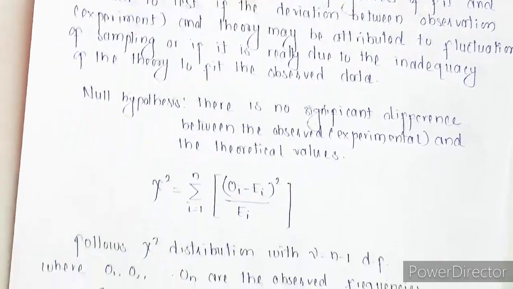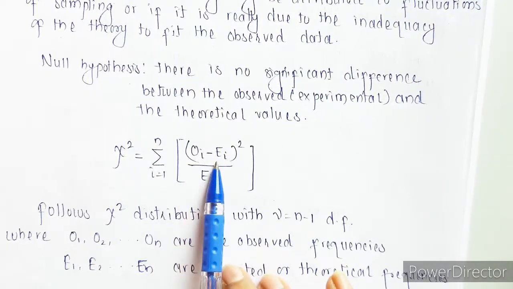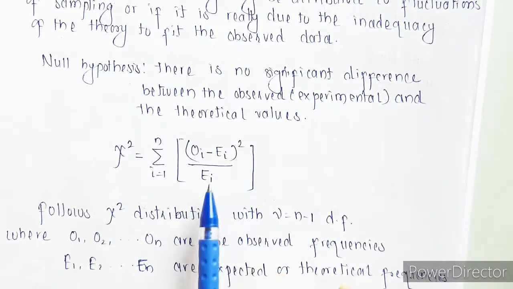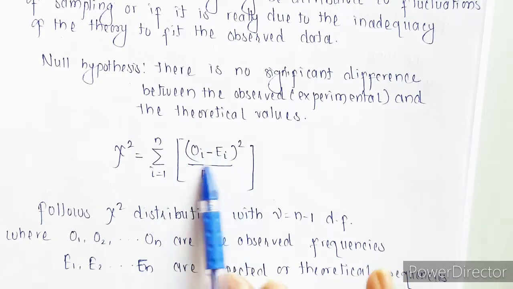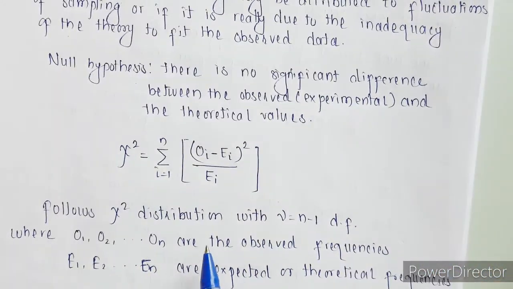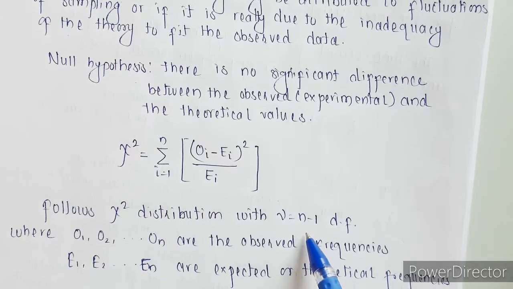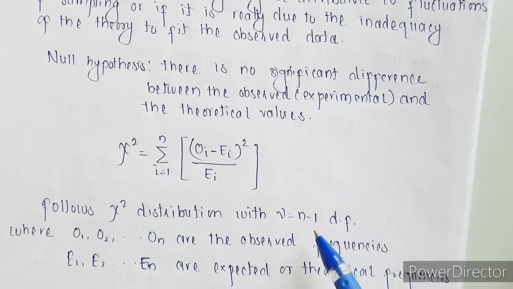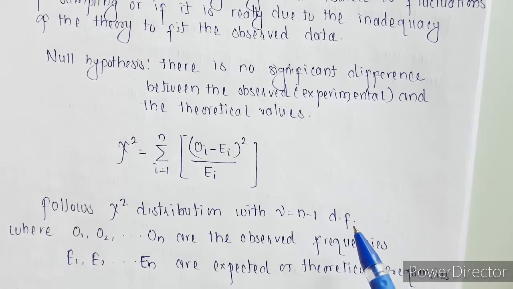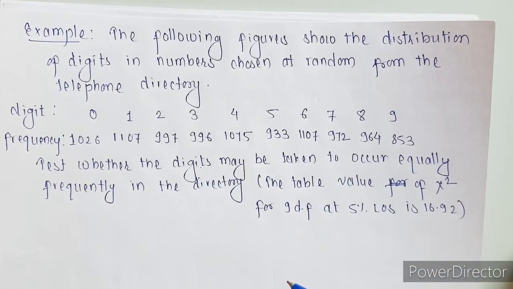So the chi-square test is given as the summation of (observed values minus expected values) whole square divided by the expected values. Summation of all these values is nothing but the chi-square. And then we have to check this chi-square with respect to degrees of freedom, that is n minus 1, in the chi-square distribution table.